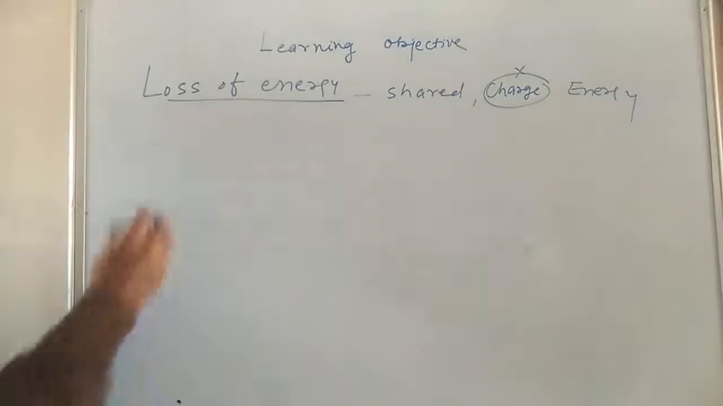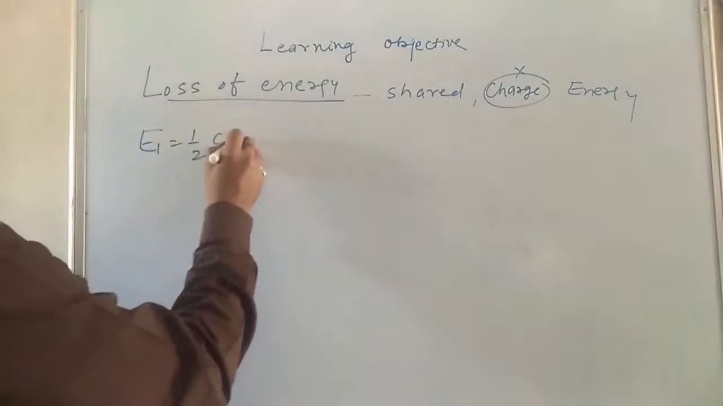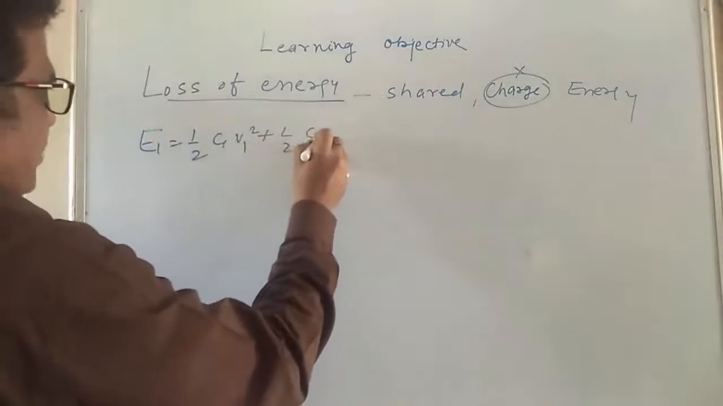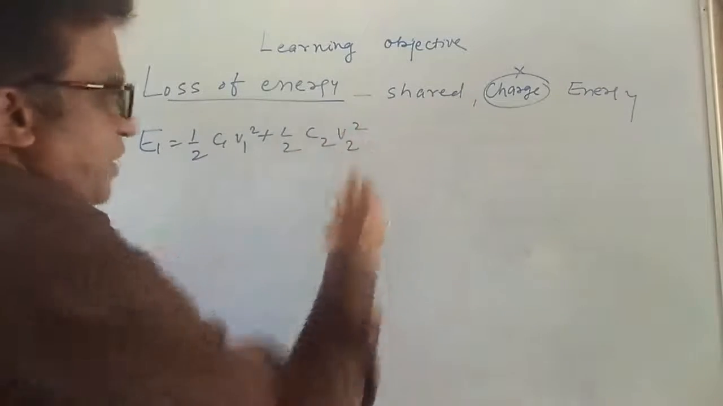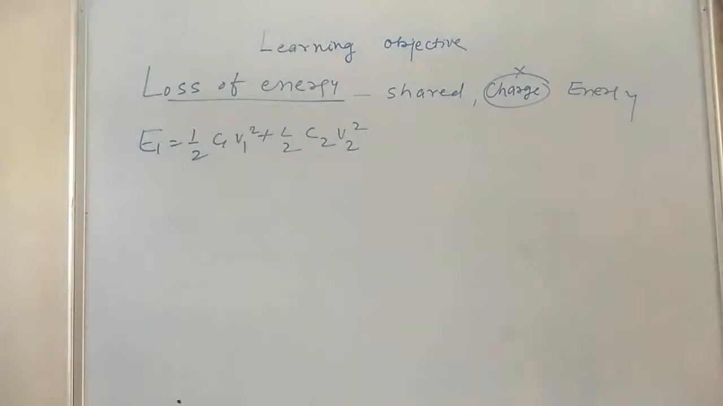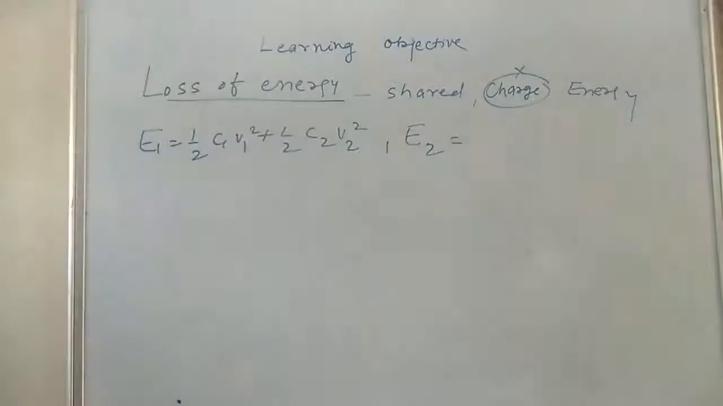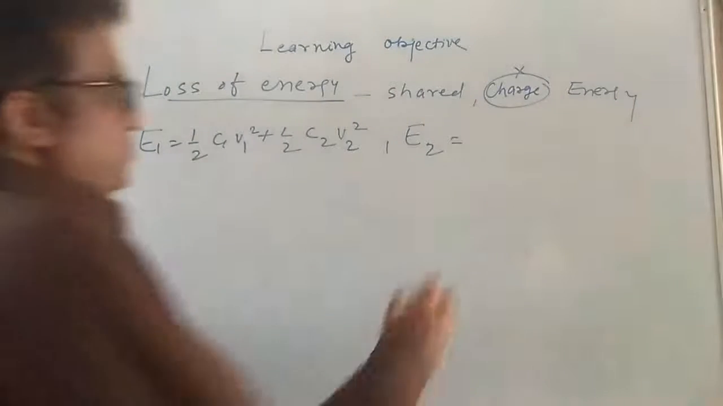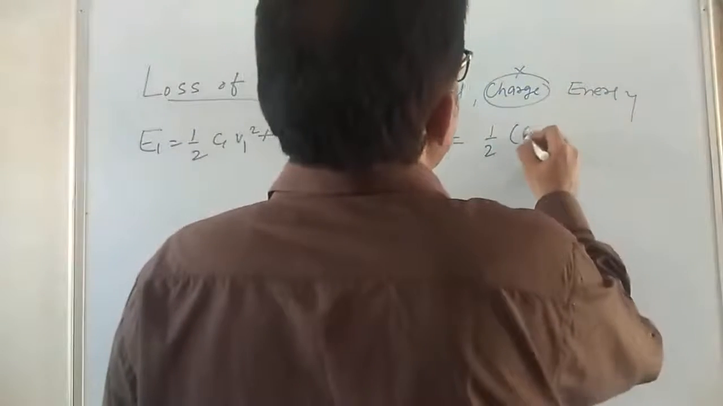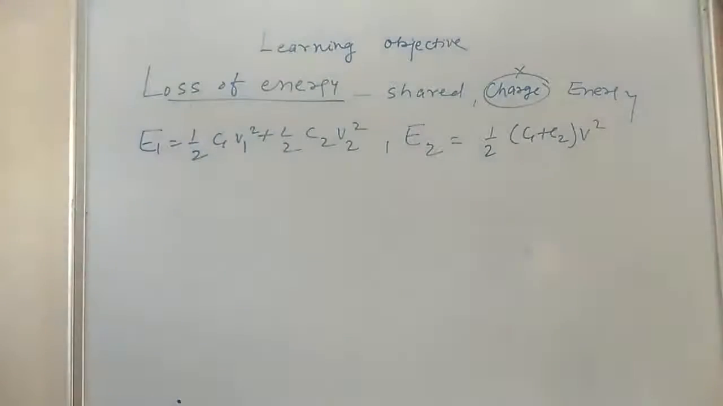Total energy before sharing the charges is 1 by 2 C1 V1 square plus 1 by 2 C2 V2 square. I know the formula of energy, 1 by 2 CV square. Total energy after sharing the charges is 1 by 2 (C1 plus C2) into V square. This is the energy before and after sharing the charges.